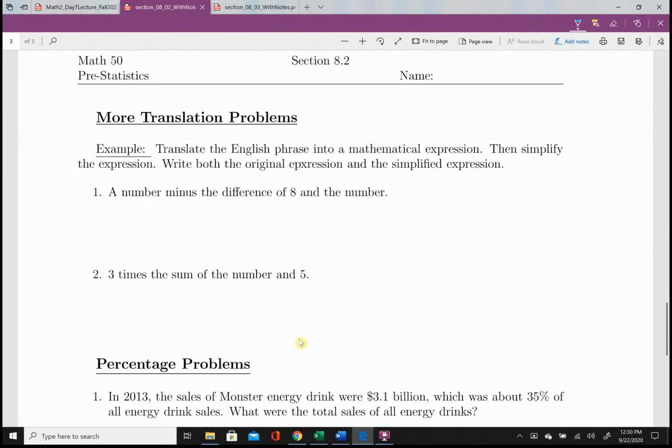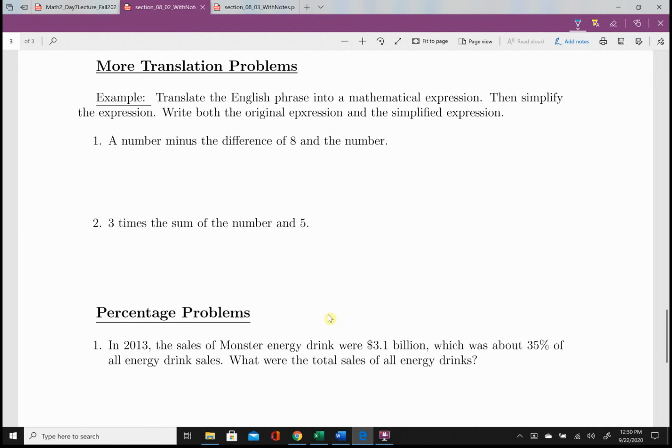Moving on to the next part of this first section that we're going to cover, we're going to practice more translation problems. You can never get too much practice in this regard, and translating English into mathematics is an incredibly important skill for us to hone over the course of the semester. We're going to be revisiting this quite a bit. So here we go with another endeavor in this regard.